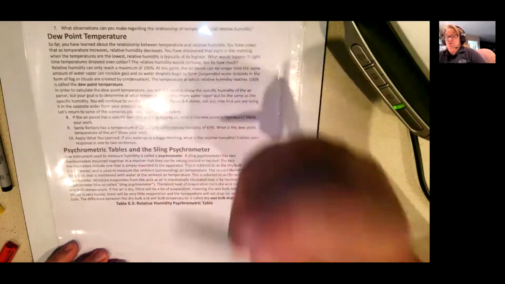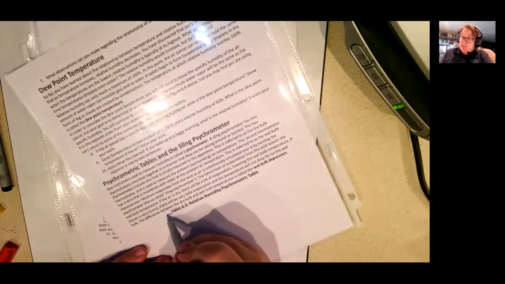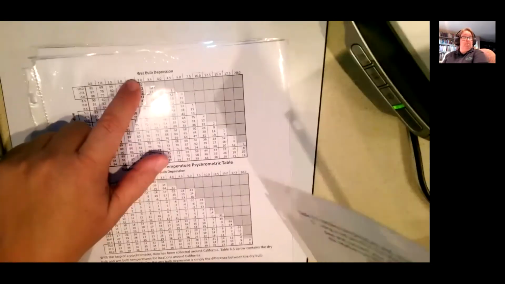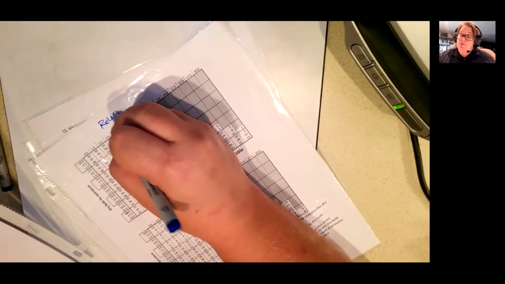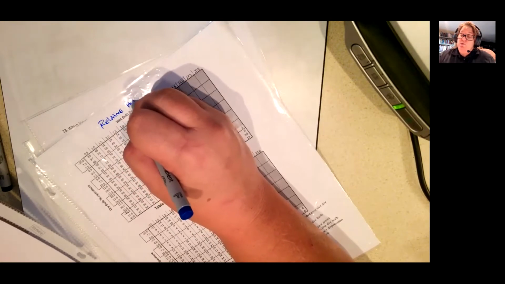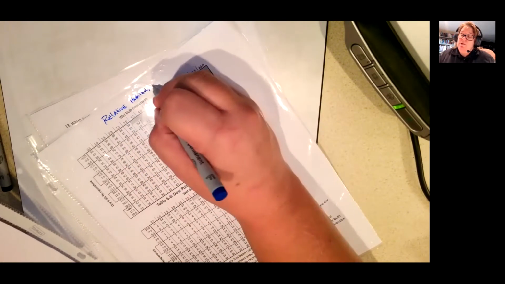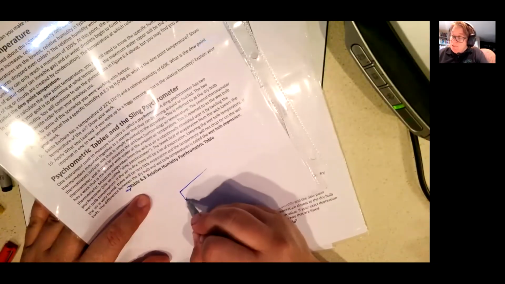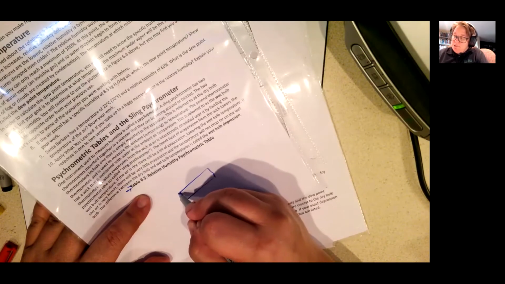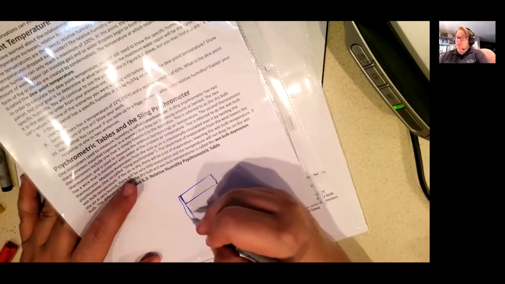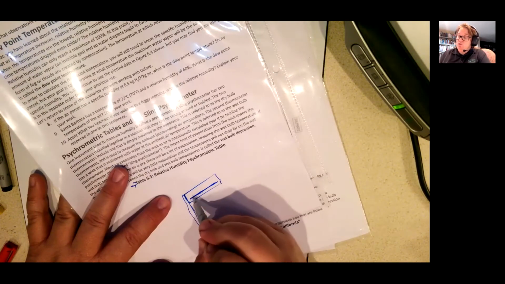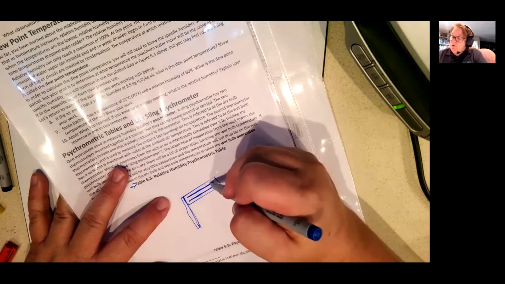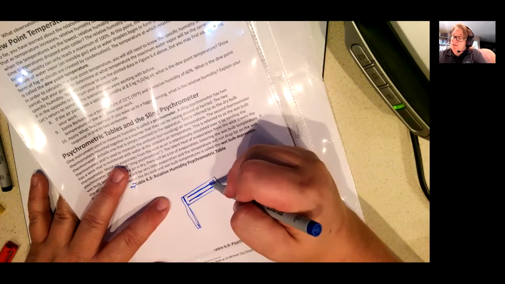The next part asks you to use something called the sling psychrometer. This table information goes on the top of this up here. So I'm just going to write it up here. Relative humidity table. Okay, so a sling psychrometer is, we have a whole bunch of these in the lab there. It looks like a little stick, and on the stick is this metal contraption with 2 thermometers on it. Okay, and one of the thermometers has a little sock, and we would get that sock wet.